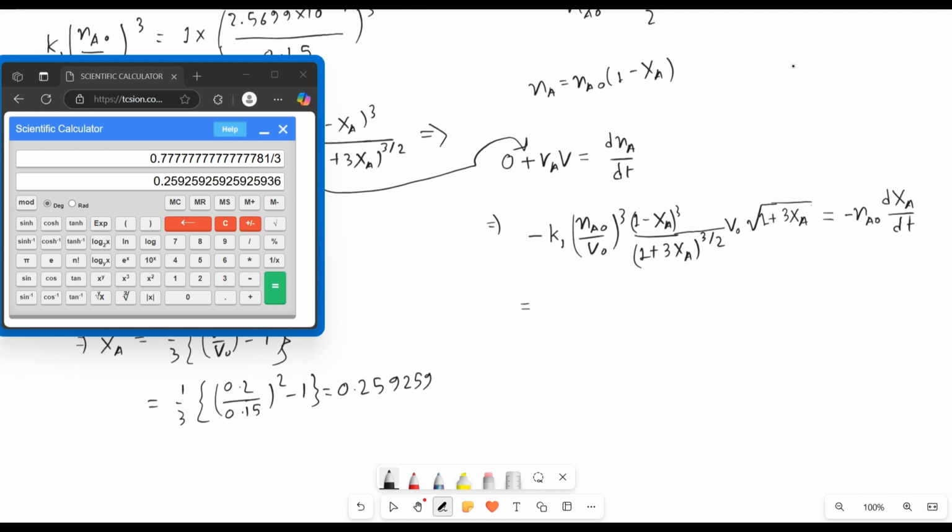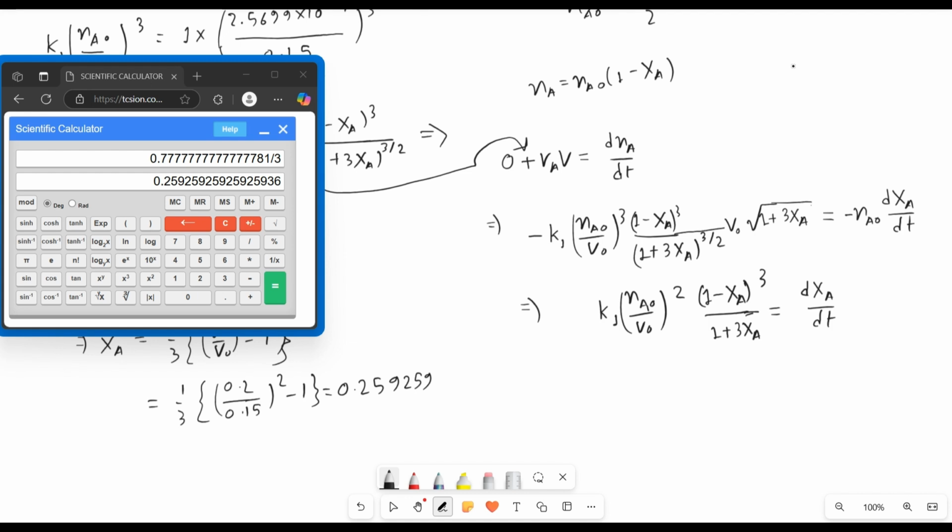If you simplify this, NA naught will cancel once, V naught will cancel once, so it will remain as NA naught by V naught whole square. This 3 by 2 minus 1 by 2, if you simplify the powers, this will be 1 minus XA whole cube divided by 1 plus 3XA, is equal to dXA dt, the minus sign getting cancelled. So this will be the differential equation governing the system.